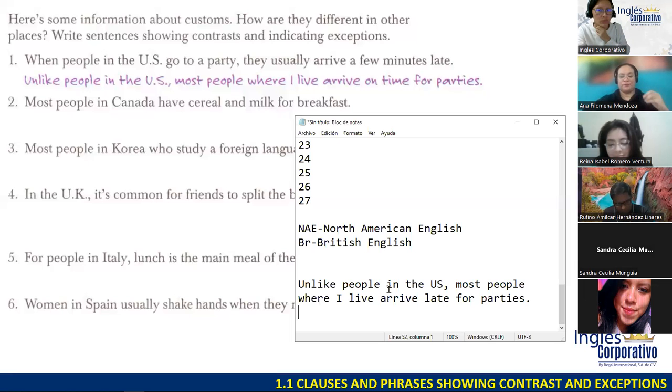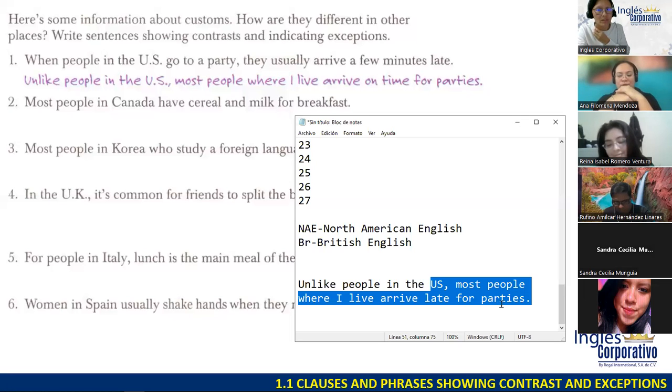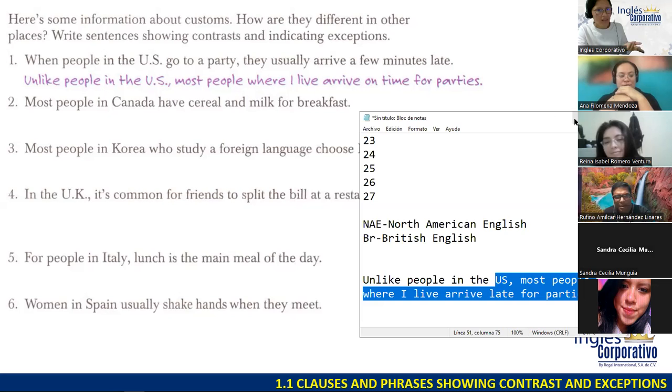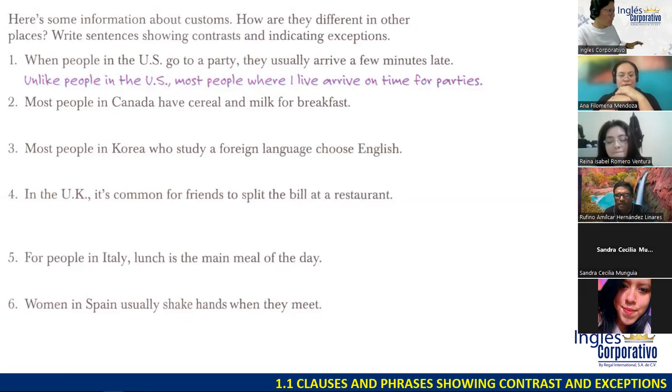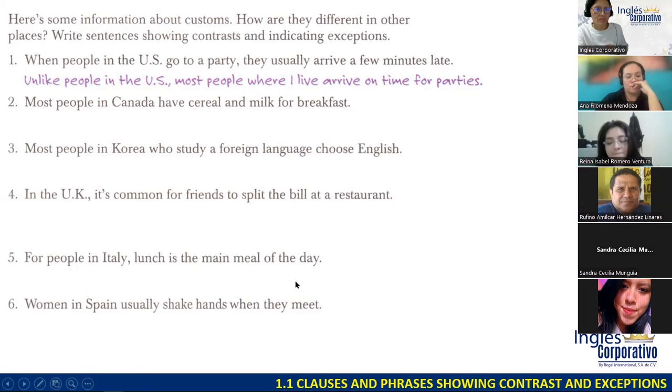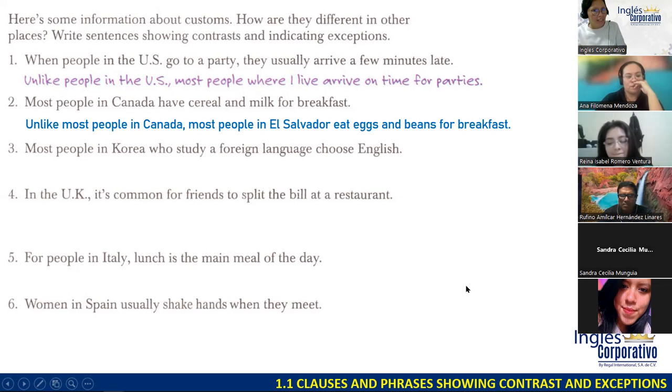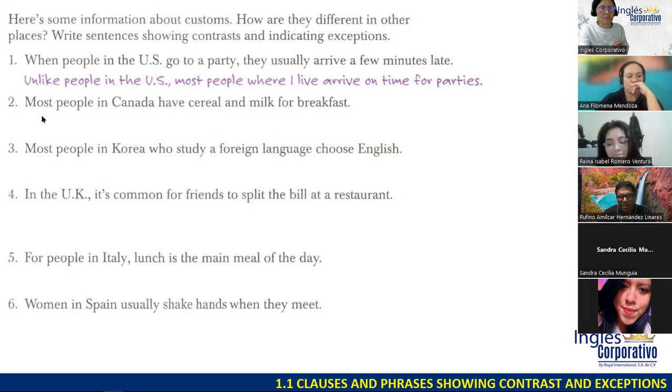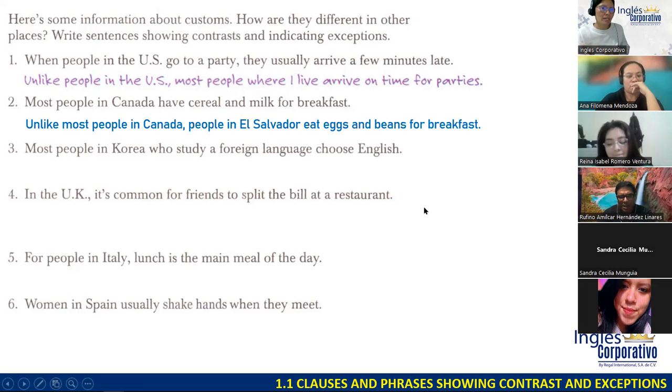Now, here we have two clauses. Hay dos cláusulas. Tenemos unlike people in the US y tengo la otra cláusula, most people where I live arrive late for parties, ¿verdad? Now, what about the second sentence, guys? It says most people in Canada have cereal and milk for breakfast, okay? Most people in Canada have cereal and milk for breakfast. Well, let's go ahead and see what happens in El Salvador. Voy a dar el ejemplo. Unlike most people in Canada, people in El Salvador eat eggs and beans for breakfast. Okay? This is another example, ¿verdad?